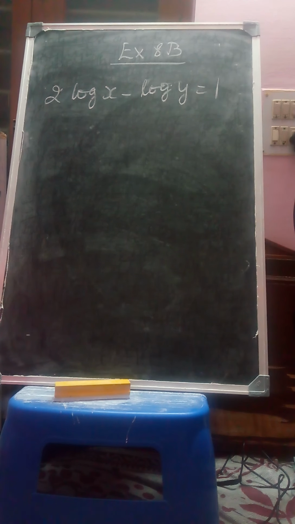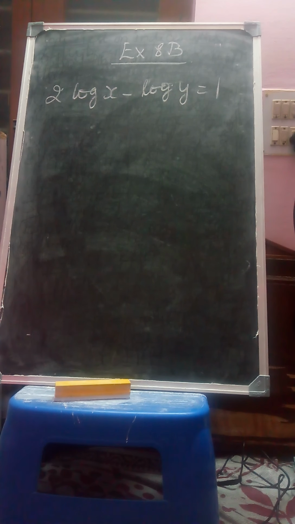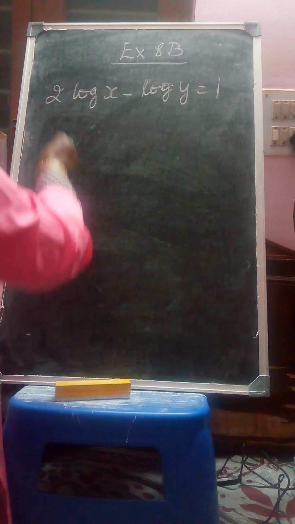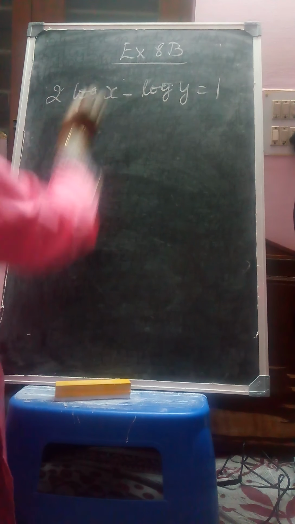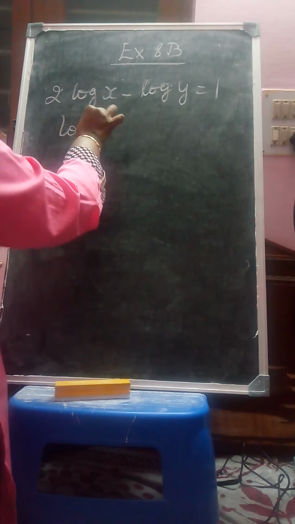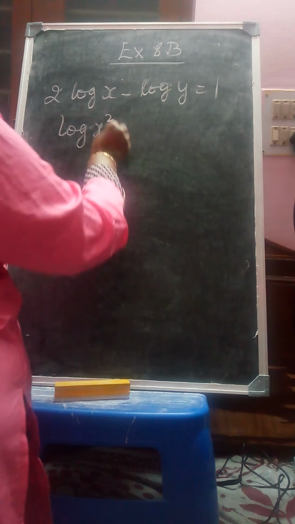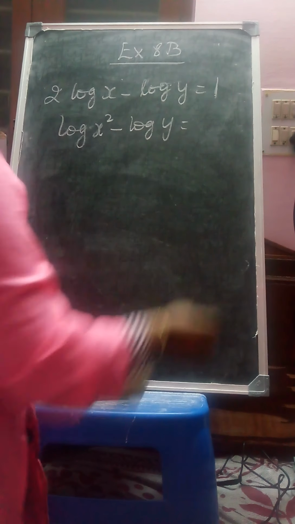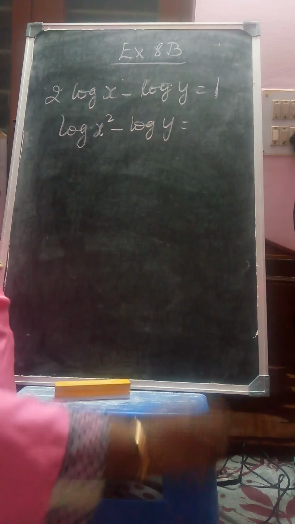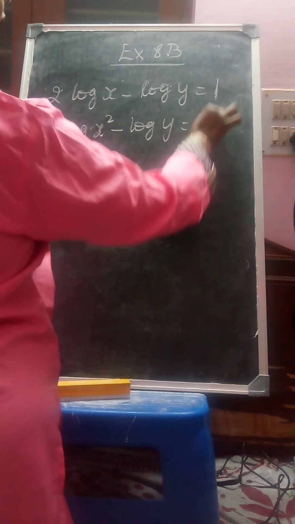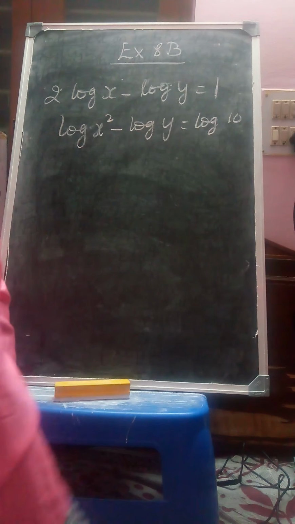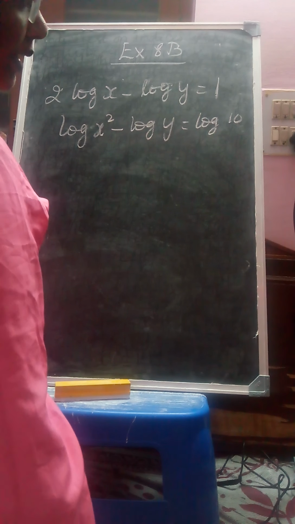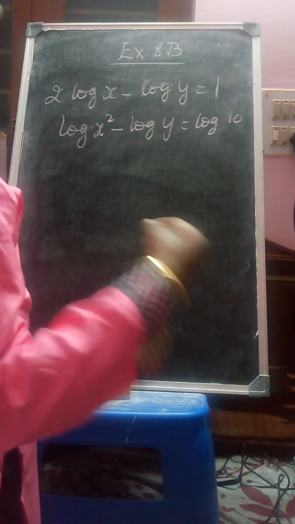Now see here, we have to remove the log here. It should be free from log. So what I'm going to do first is take this 2 here as a power. So this will become log x square minus log y. Now when is it 1? I told you, if it is log 10, it is 1. So log 10. When will it be 2? When it is log 100. When will it be 3? When it is log 1000. These things you should remember.